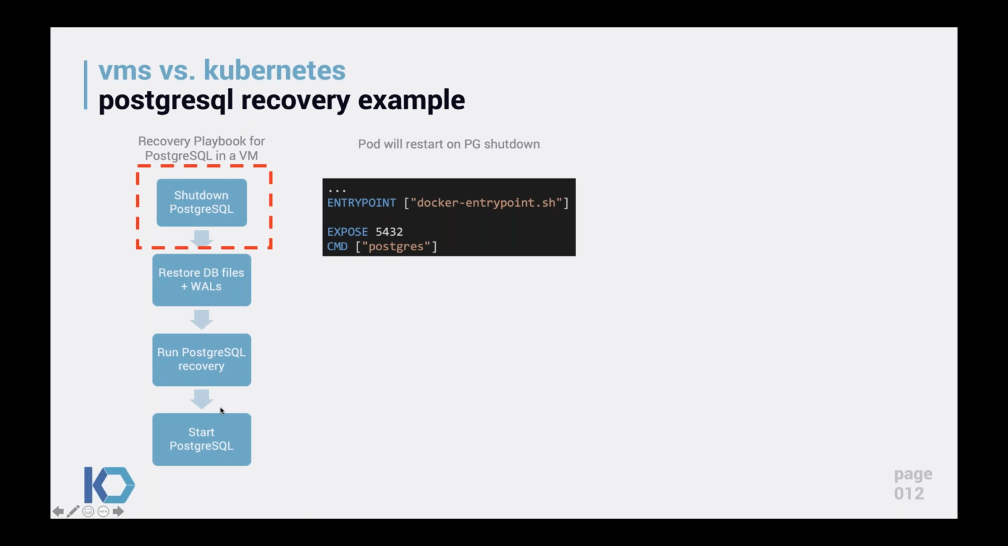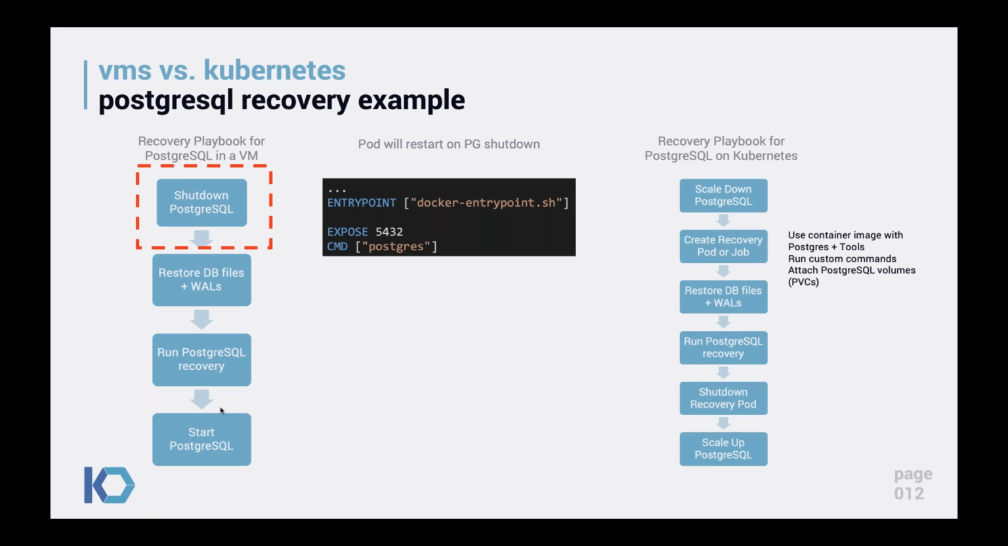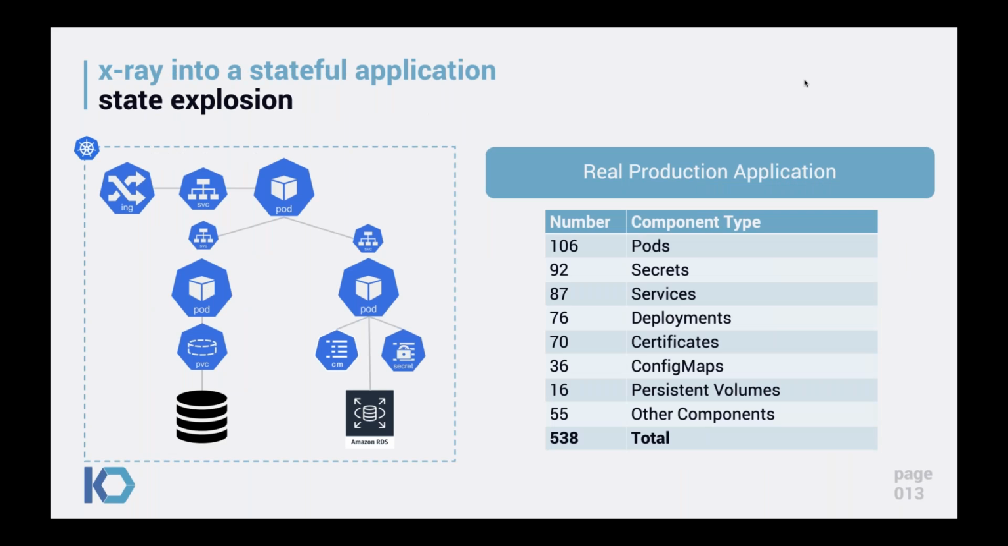This simple playbook no longer works in a containerized world because as soon as you shut Postgres down, your pod or your compute unit, your container, just disappears. So when you're doing this in a Kubernetes-centric world, it gets a little bit more interesting: you are scaling Postgres down, you then have to create some separate recovery pod or job to recover stuff, run recovery, shut that down, and scale it back up. So there is a large number of changes in recovering something in a Kubernetes-centric world versus a VM-centric world.